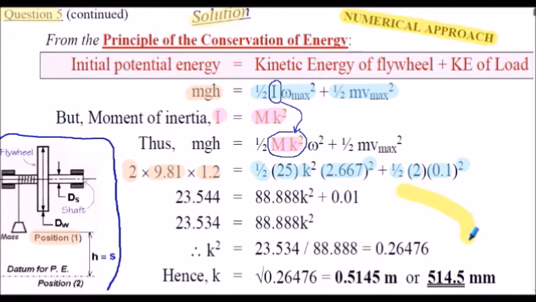Evaluating, we find the radius of gyration k is equal to 0.5145 meters or 514.5 millimeters.